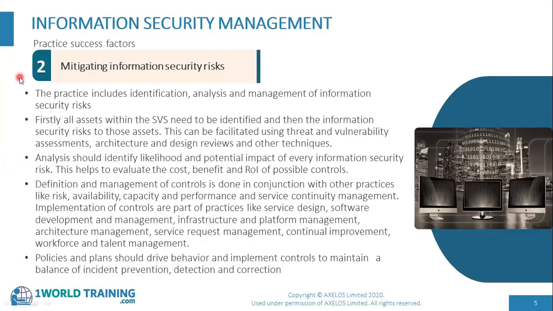The second practice success factor is to mitigate information security risks. The practice includes identification, analysis, and management of information security risks. Firstly, all assets within the service value system need to be identified, and then information security risks to those assets as well. This can be facilitated using threat and vulnerability assessments, architecture and design reviews, and other techniques. Analysis should identify likelihood and potential impact of information security risks for each of those risks. This helps to evaluate the cost, benefit, and ROI, or return on investment, of possible controls.